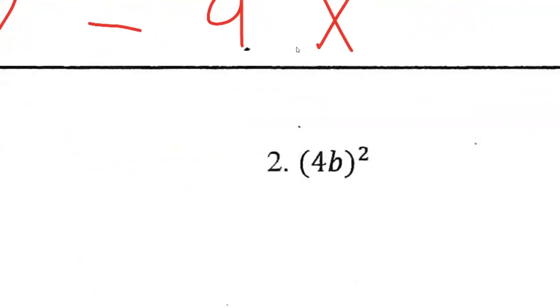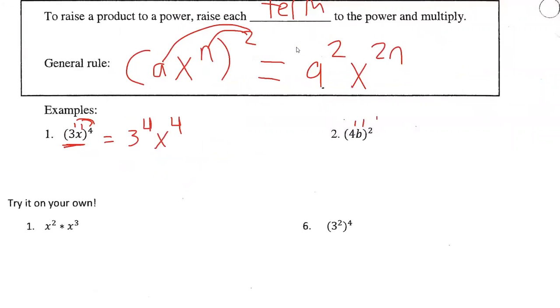Same idea here. This is 4 up to the first, b up to the first. So when you raise this power, this would be 4 squared b squared. And you can simplify these more. It kind of depends what you're doing. For example, in example 1, 3 up to the 4th power would be 81. And if you put 4 squared in your calculator, that's 16.